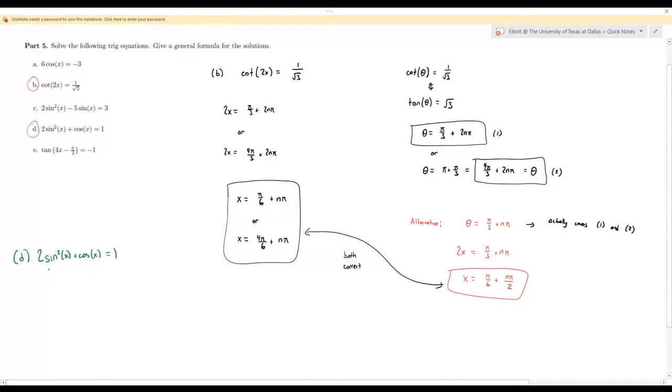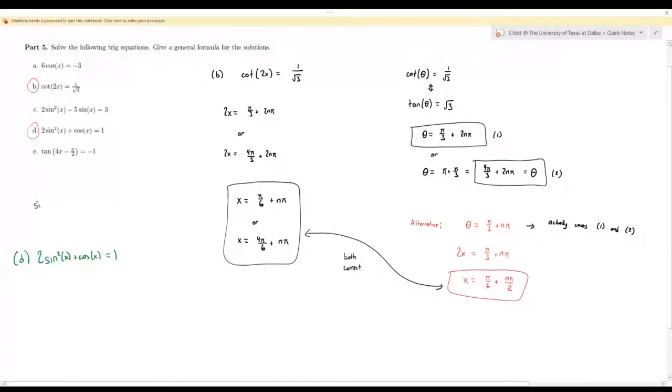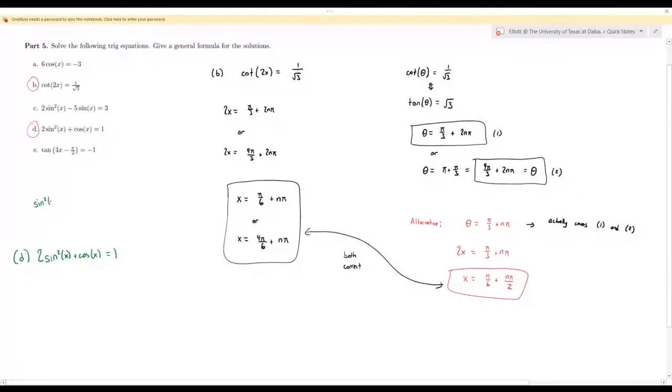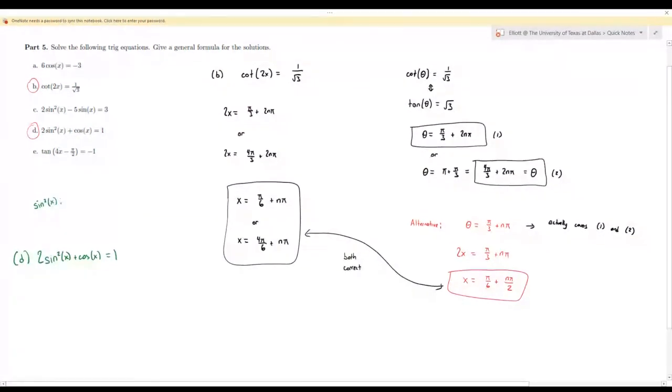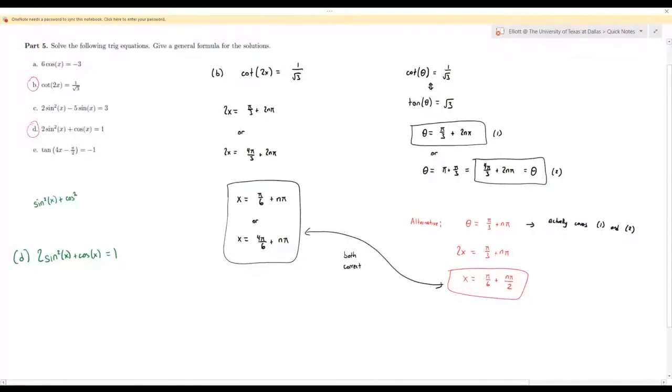So when you have an equation like this, it's usually better to try to rewrite your equation so that there's only one trig function in it rather than two. So what I'm going to do first with this equation is use the Pythagorean identity that sine squared of x plus cosine squared of x is equal to 1.